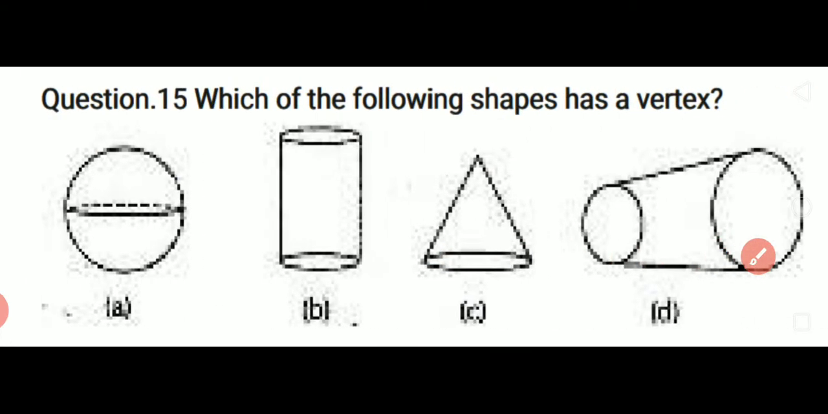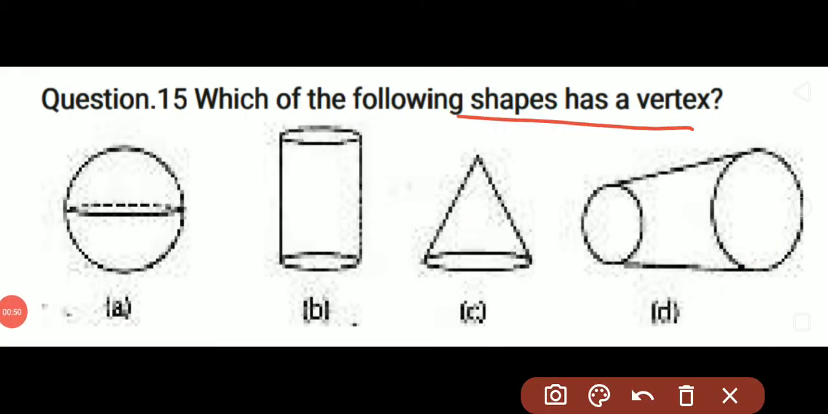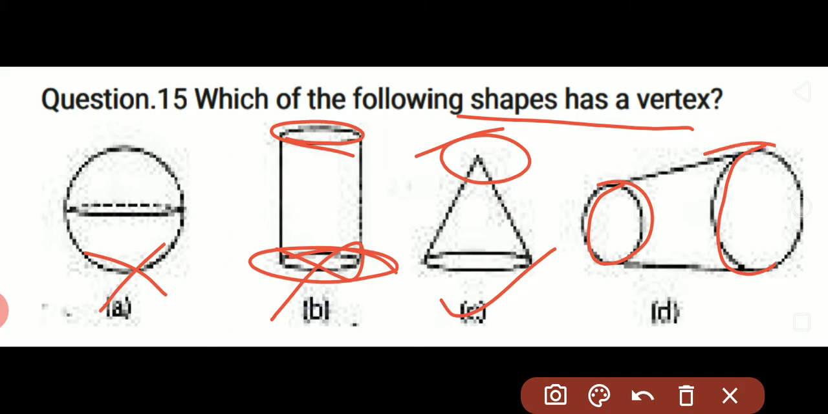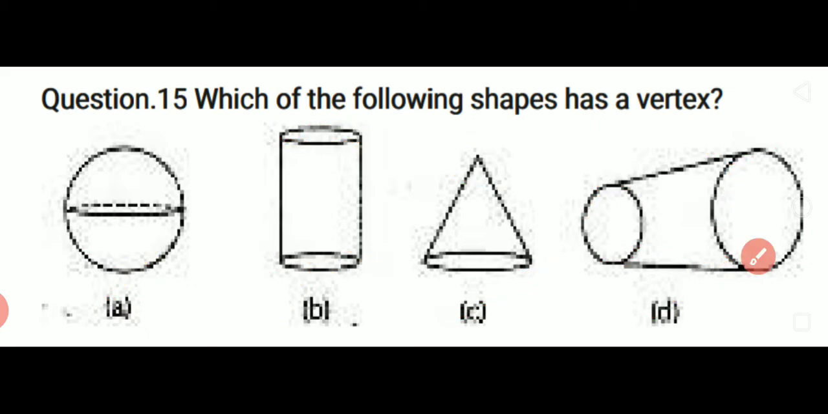Let us come to the question number 15. Which of the following shapes has the vertex? So A is not having a vertex, it is a sphere, so a sphere has no vertex. In B, it is also not having any vertex because top and bottom are circles, and a circle does not have any vertex. Yes, C has one vertex. And this is a frustum, that is two circles at the end of different radii, so it is also not having any vertex. Only C has a vertex.